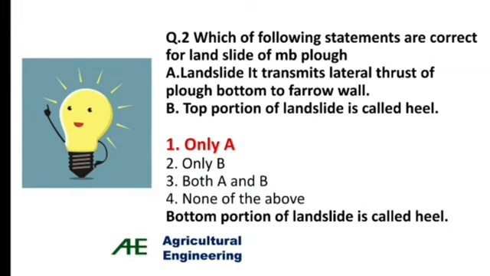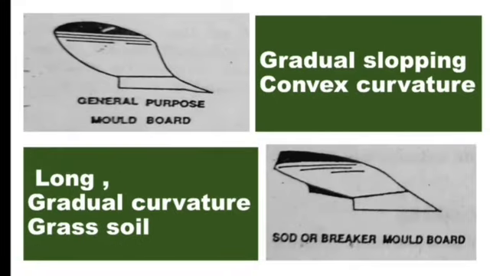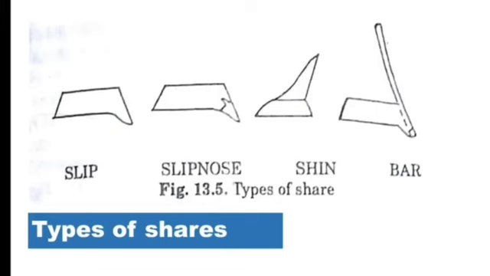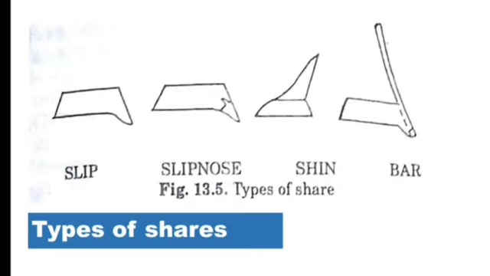So this was regarding some MCQs, how MCQs will be asked from MB plow theory, and some static data which is the MB plow purposes, its types and purposes, also types of shears and the components' functions will be asked in the exam.